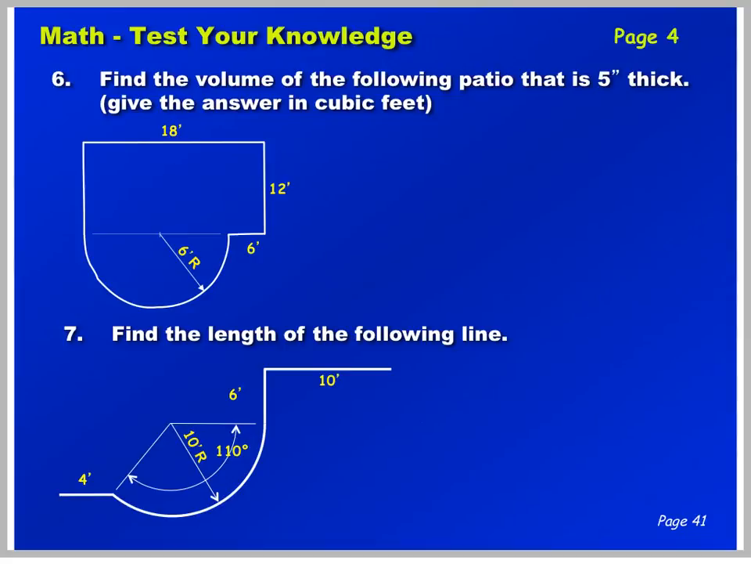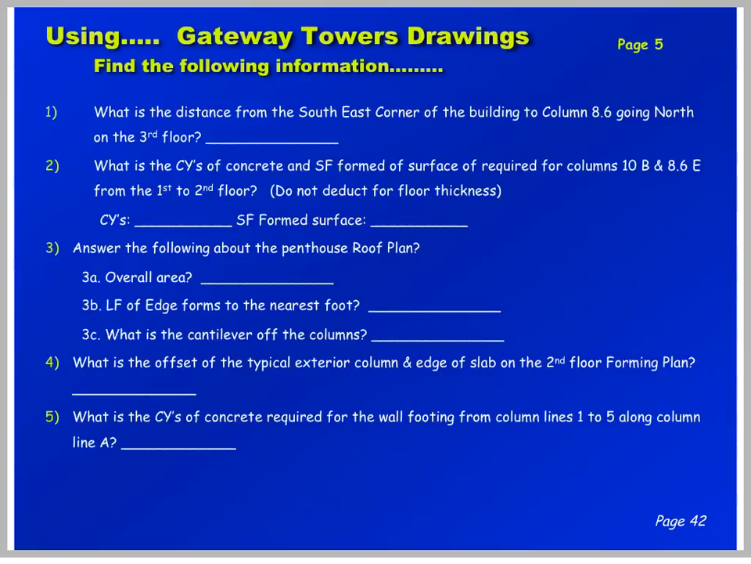In problem number 6, find the volume of the following patio that is 5 inches thick. Give the answer in cubic feet. And in problem number 7, find the length along this following line. Using the Gateway Tower drawings, answer the following 5 questions. Please pause the video now.